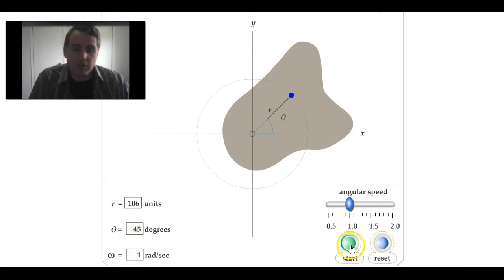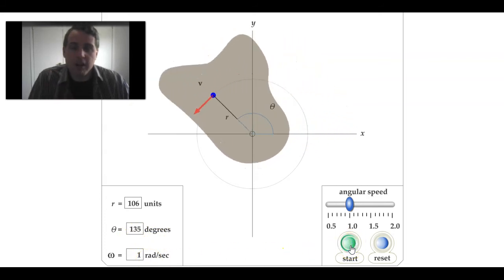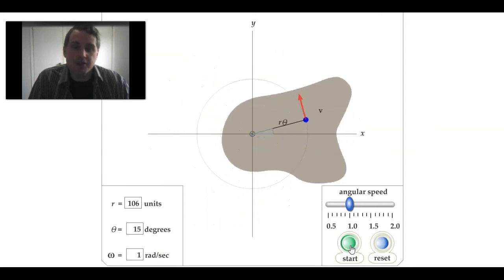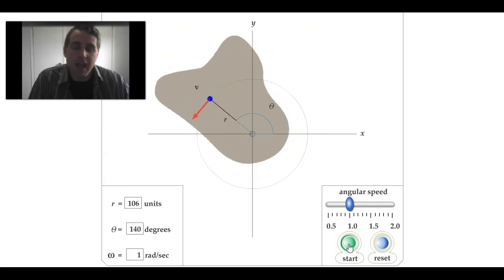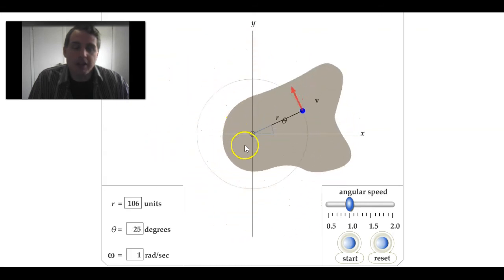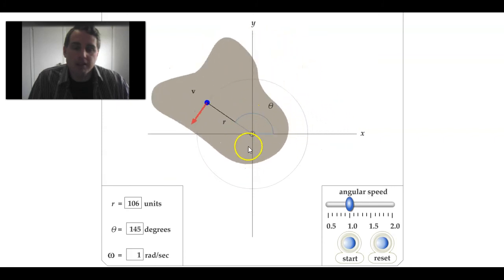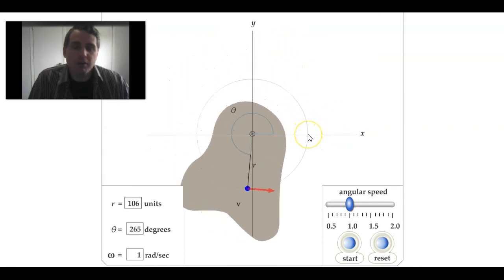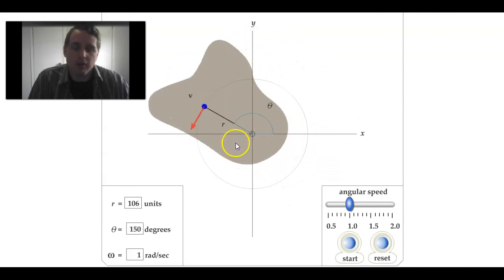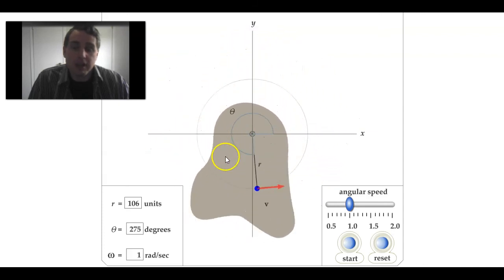And by the way, let's go ahead and start this up. Notice that the radius stays constant, the tangential velocity remains at a constant speed, but notice that the angle theta will increase as we go around in radians. But notice every time we complete a full rotation, in some sense we start over with another rotation.